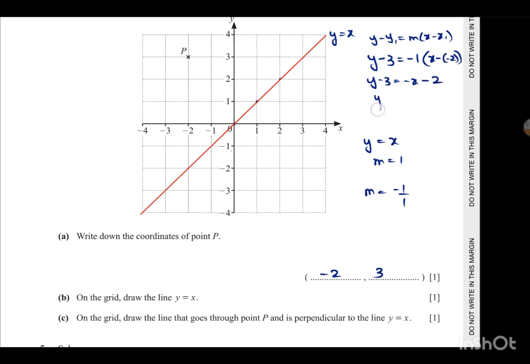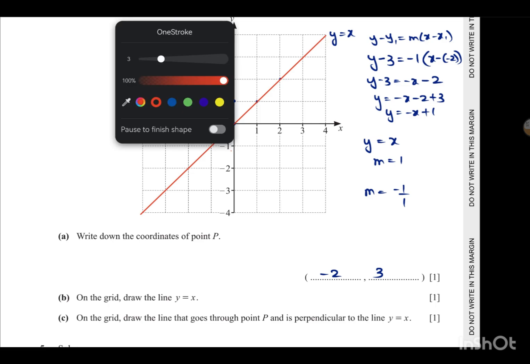Bring this minus 3 onto the right hand side: minus x minus 2 plus 3. Then y is equal to minus x plus 1. This will be the line. So the y-intercept of this line will be 1. It passes through 1 and the gradient is -1 by 1. So go left 1 box, right go up 1 box, and already there is one more point here.